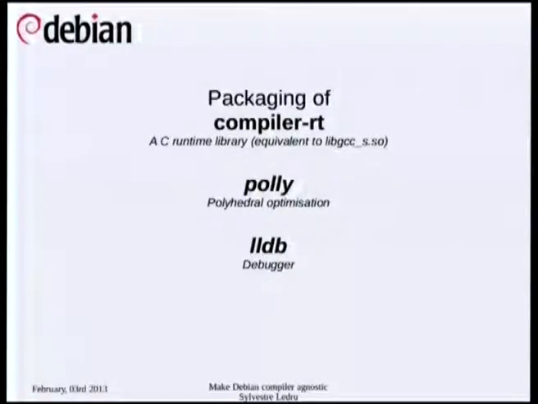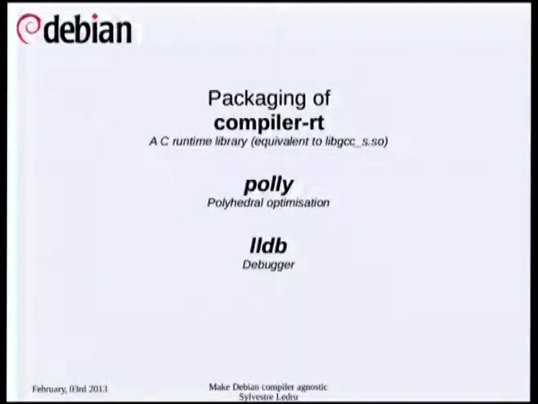And we are also working on the packaging of compiler-rt. I learned not a long time ago that there is also a C runtime library in Debian, and it is providing a replacement for that. The Polly optimization will be available in Debian in the next few weeks. The package is ready. I'm just waiting for the FTP master to approve it.